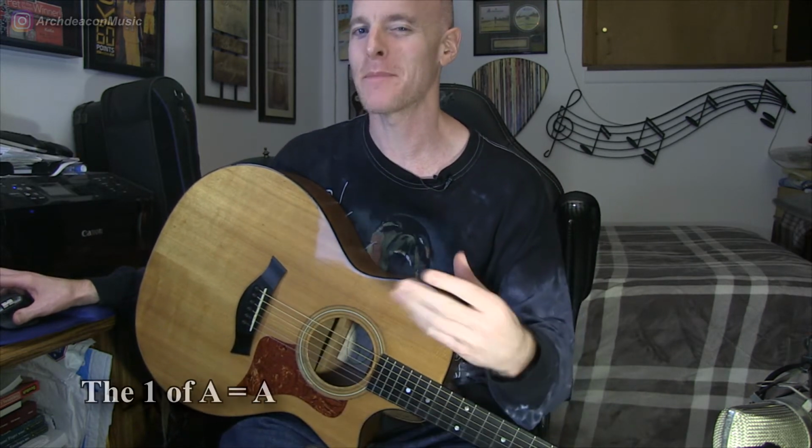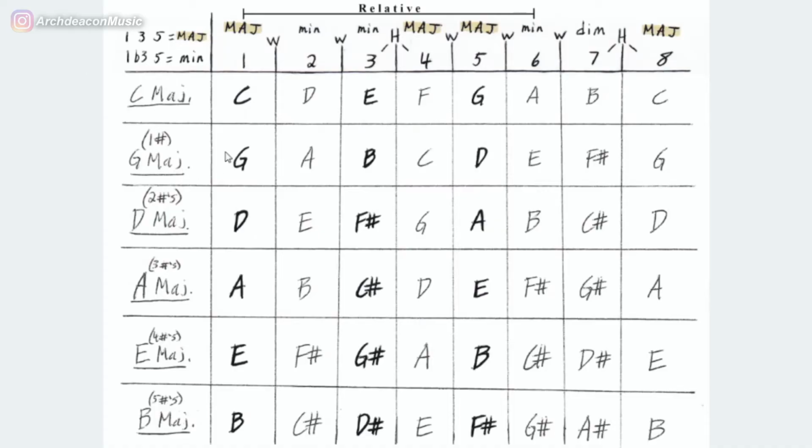So if I say to you, what's the one of C? It's C. What's the one of D, as in dog? D. What's the one of A? A. Hopefully you're seeing a little pattern here. So what's the one of G? Good. G. What's the one of E? E. See what I mean?